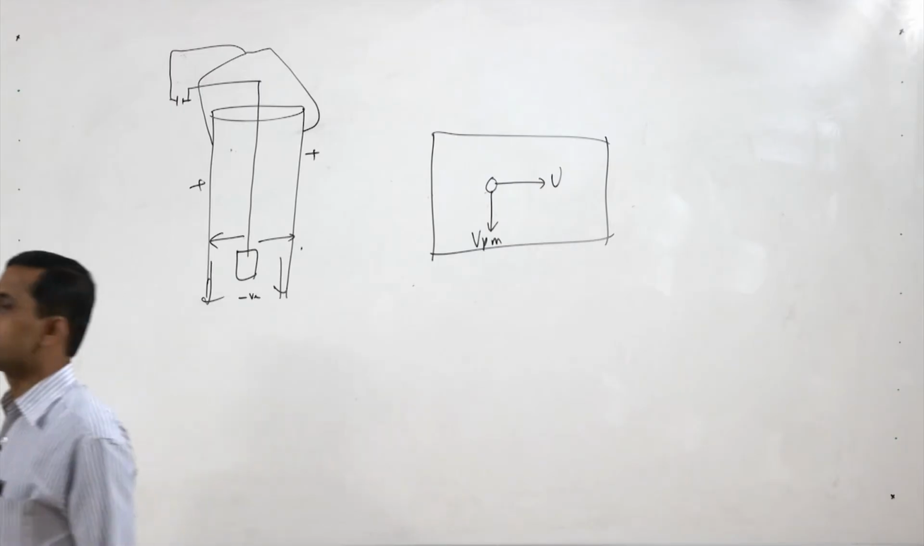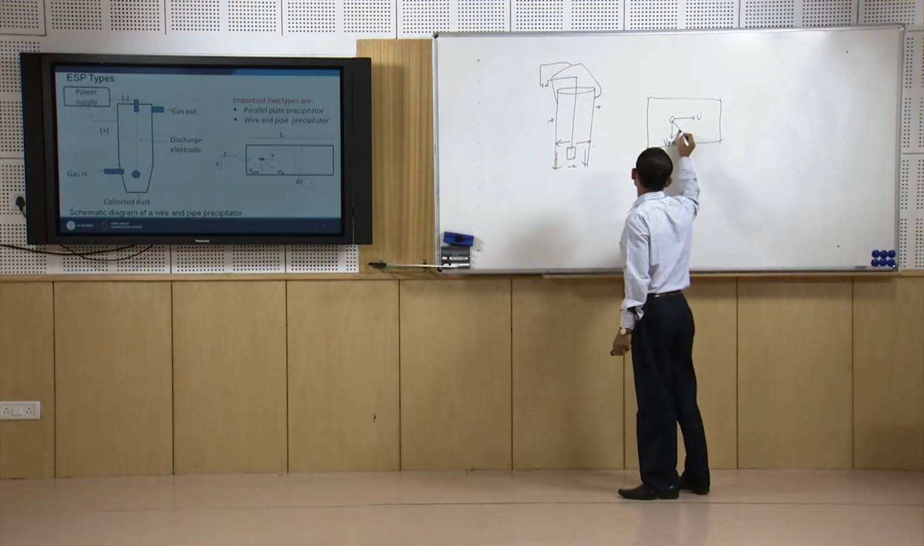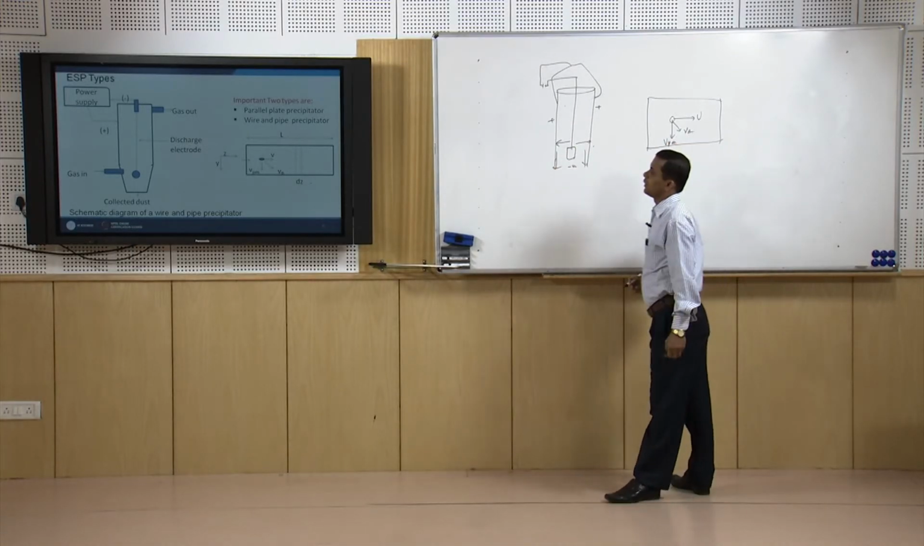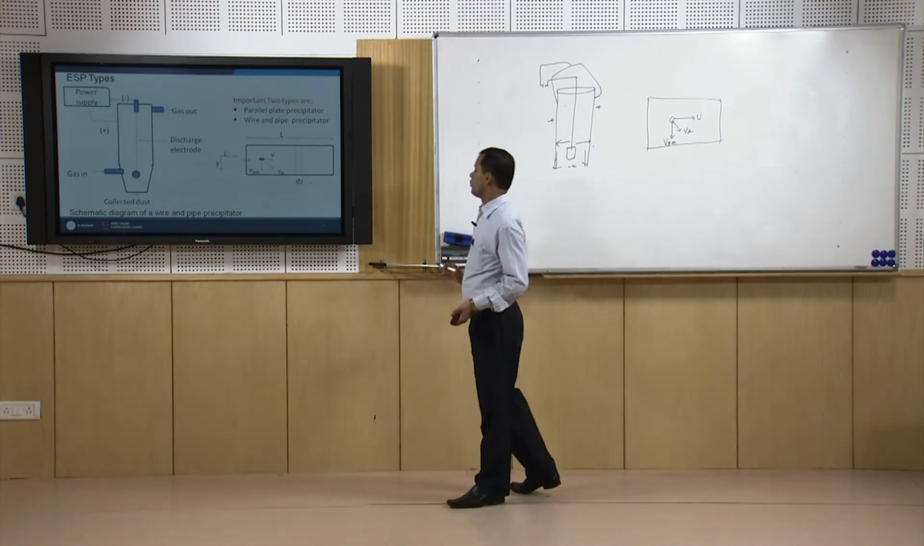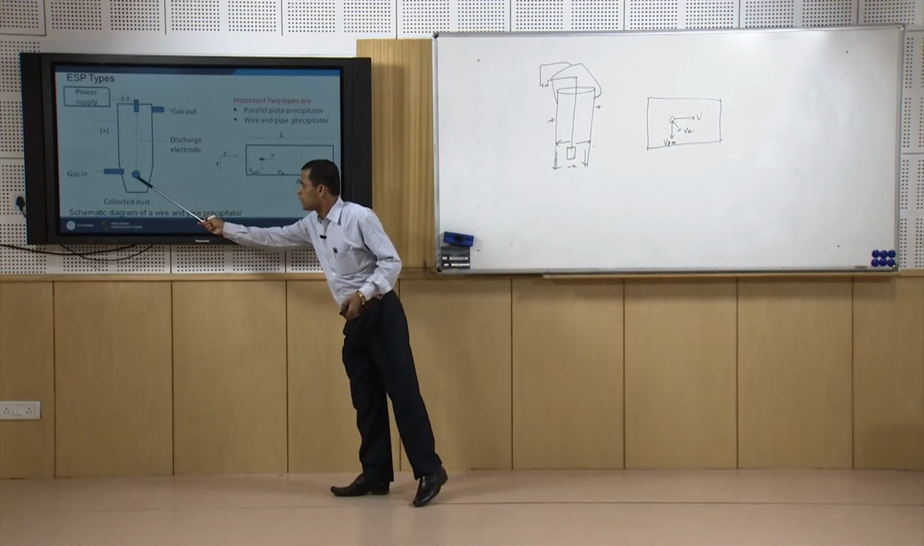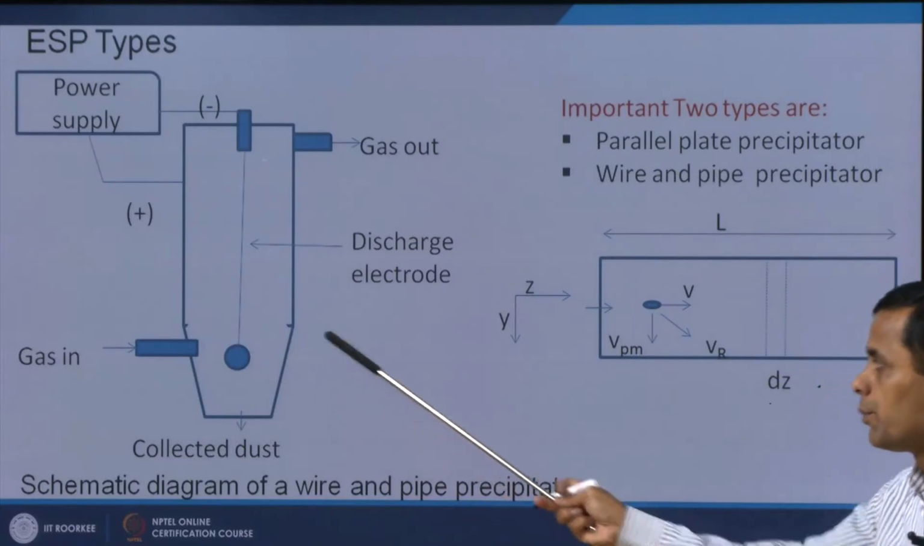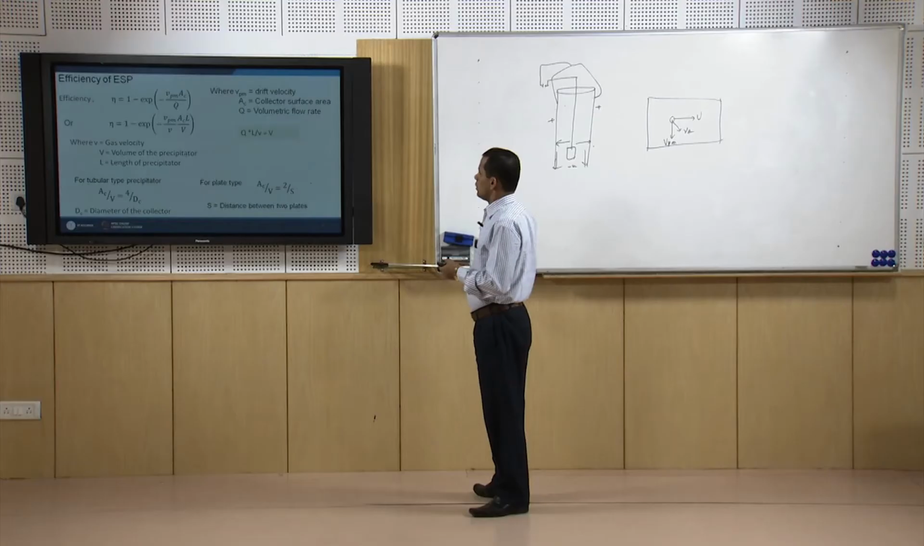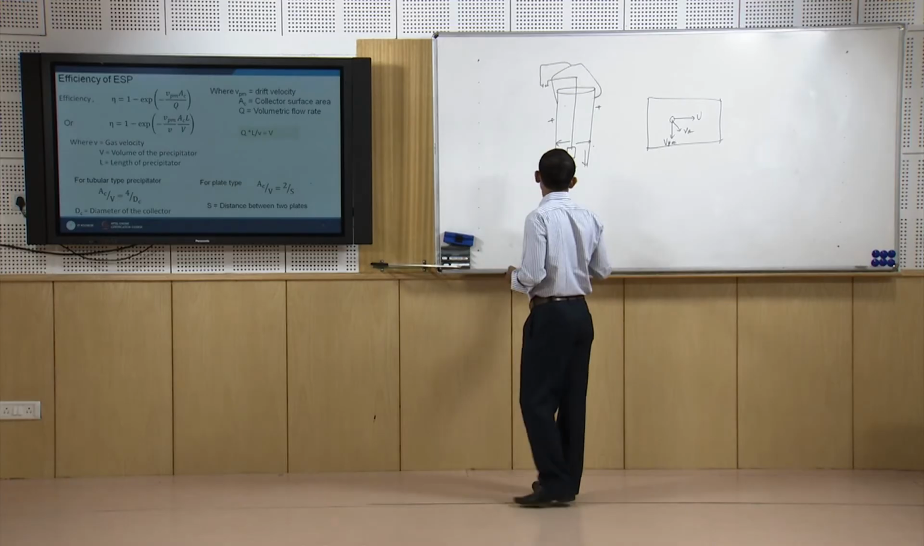So, these two velocities give one resultant velocity that the particle will gain. The particle will not move directly in one direction, it will follow some trajectory. So, now what will be the efficiency?